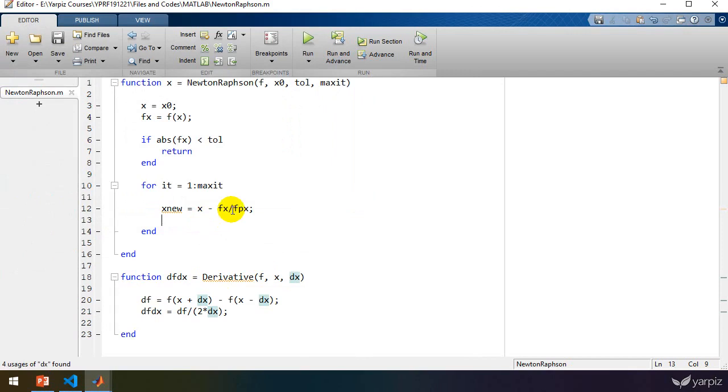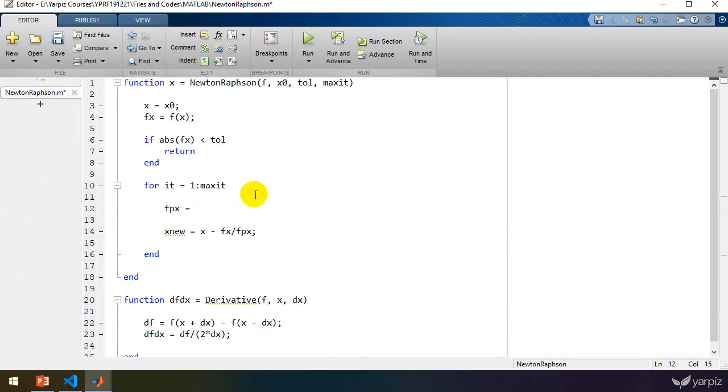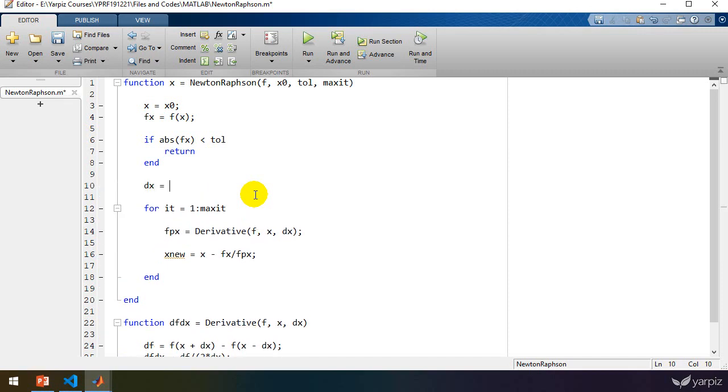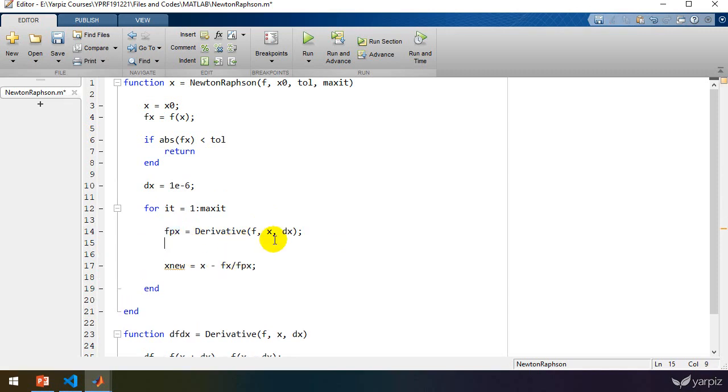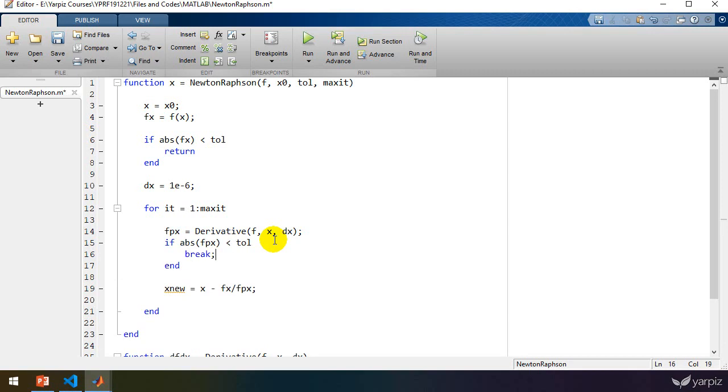And that's it. That's the derivative of function f at a given point x. And let's save this. And also fpx equals the derivative of this function at this point using this dx, and let's define dx equal to 1e negative 6. It will be fine. And this fpx is very small because we are going to divide by this. It cannot be 0. Then we check if the absolute value of fpx is very small, then we go outside of the for loop. And here we have the name x new.